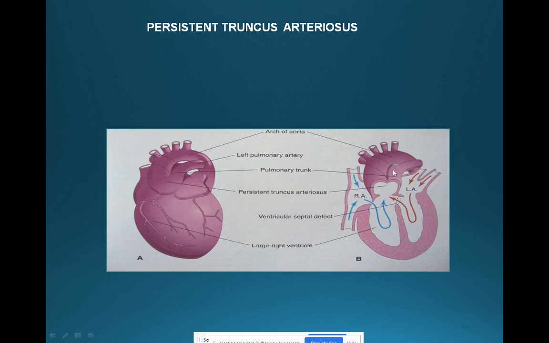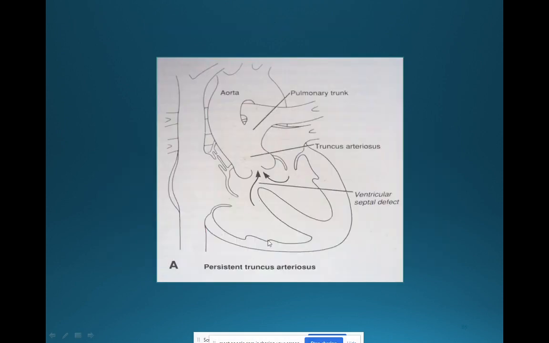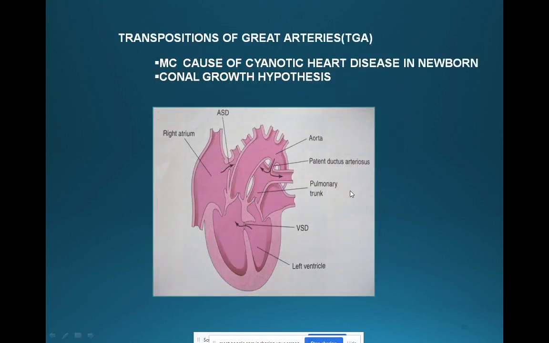Blood commonly flows to both of them. So this is the persistent truncus arteriosus. Next is transposition of great arteries. What are the great arteries? The aorta and the pulmonary trunk. Transposition means their position has changed. The septum is present, but it is not spirally developed; it is developed straight. So now the aorta is opening into the right ventricle and the pulmonary trunk into the left ventricle, because the septum has failed to form the spiral architecture.